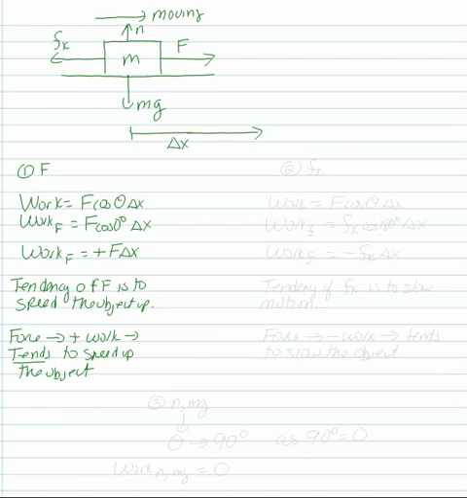Let's look at Fk now. Okay, work, F cos theta delta x. So the work done by the friction force. The force is Fk. The object still moves delta x, but look at Fk and delta x. They are 180 degrees opposite, as always the case with friction. That is the angle between Fk and delta x. The cosine of 180 degrees is negative 1, so the work done by Fk is negative Fk delta x.